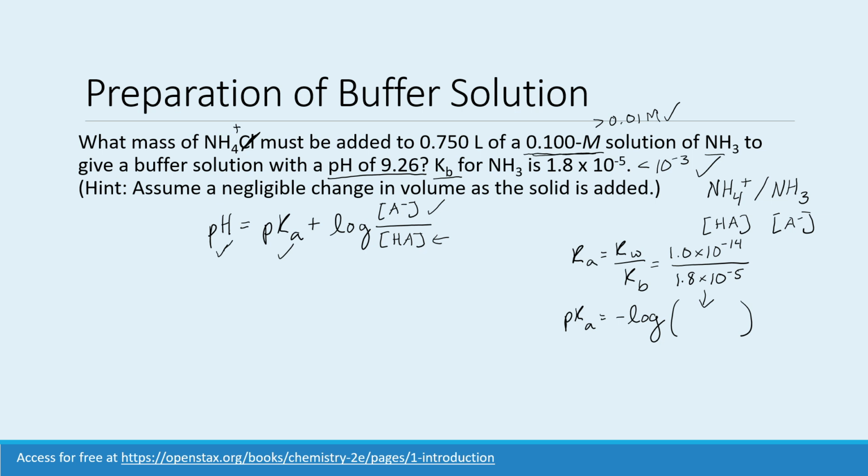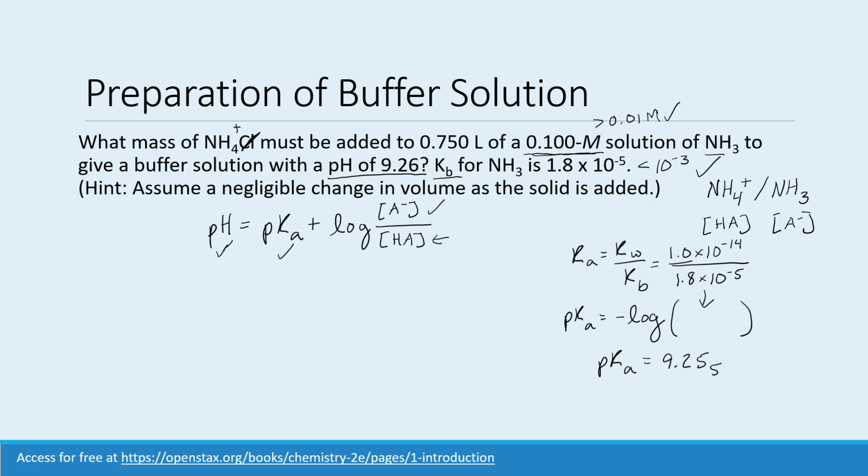So I'm just going to plug all of that in at once, take the negative log of the Kw divided by the Kb value. And if I do that, two significant figures means that I need to report at least 2 decimal places out. And pKa will be equal to 9.255. And remember, I keep that extra digit until the end.